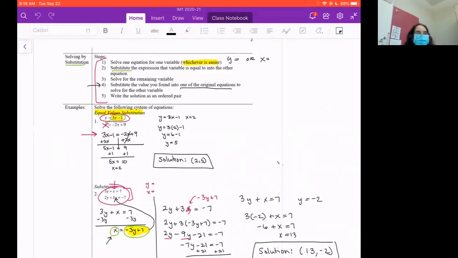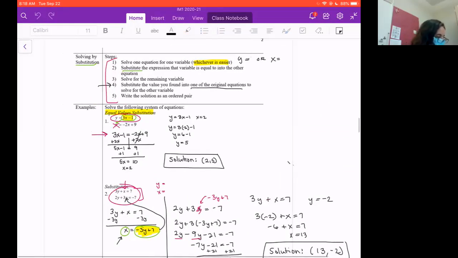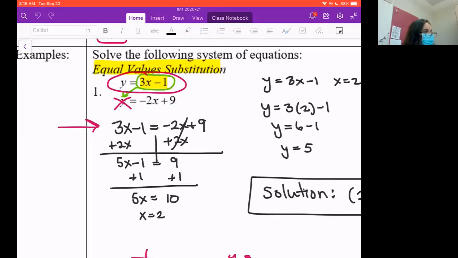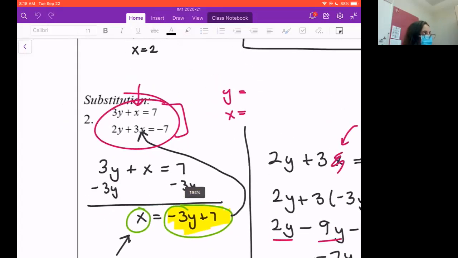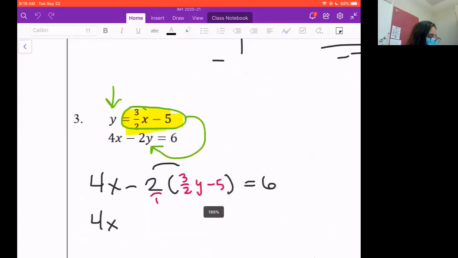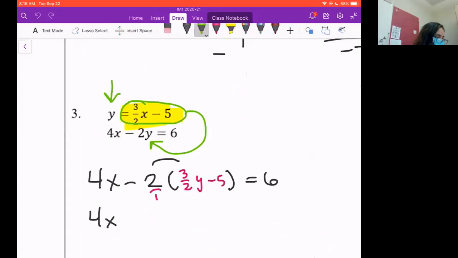Yesterday we talked about how you can take an equation, and if one of the equations says y equals or x equals, for example, this first equation had y equals, you can substitute the expression for y into the other equation. So we took the 3x minus 1 and substituted it into the other equation where the y is. On number 2, you can solve an equation for x or y. And on the third one, we didn't have to do that. We already had the y equals right here, so we were able to substitute that into the other equation for y. And that is called substitution.